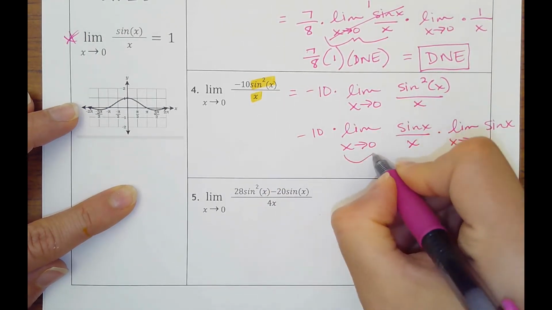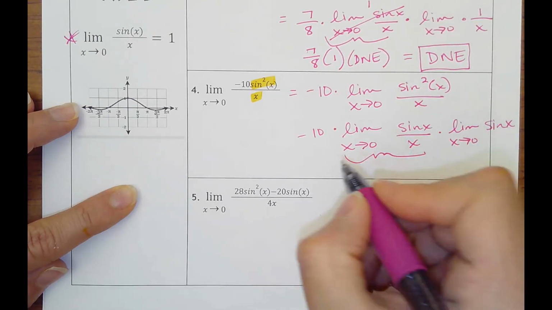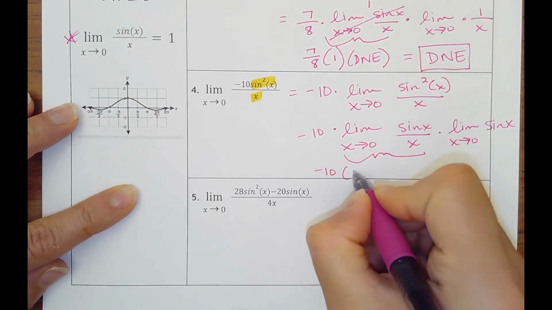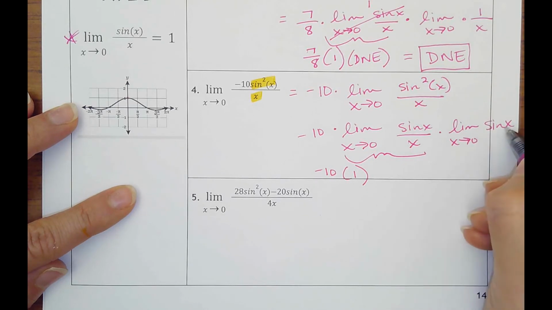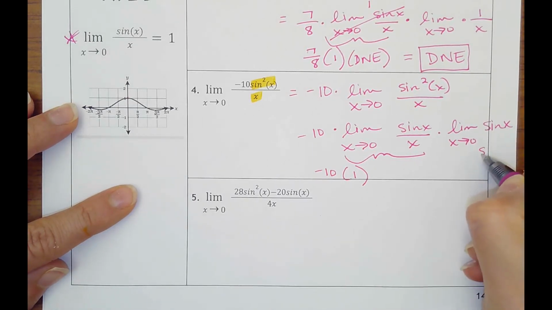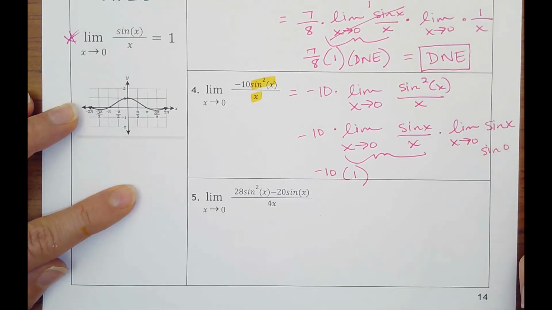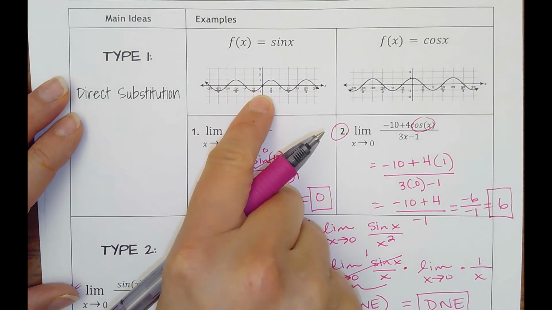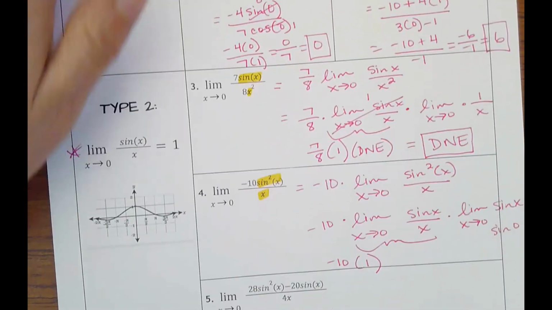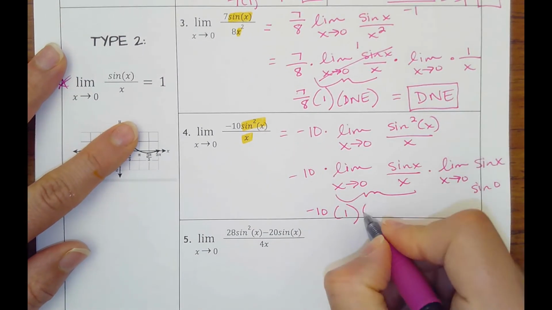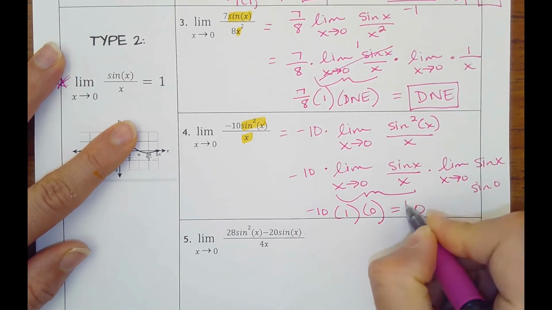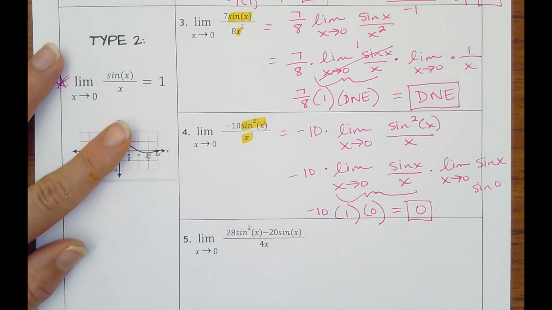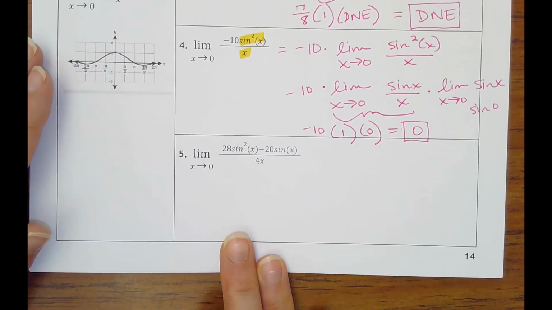Okay, so this piece, my bracket's not good, sorry. That would be a 1. And then plug that in. What is sine of 0? Sine of 0 is 0. So -10 times 1 times 0. All that work to find out our limit is 0, but it does exist at least.